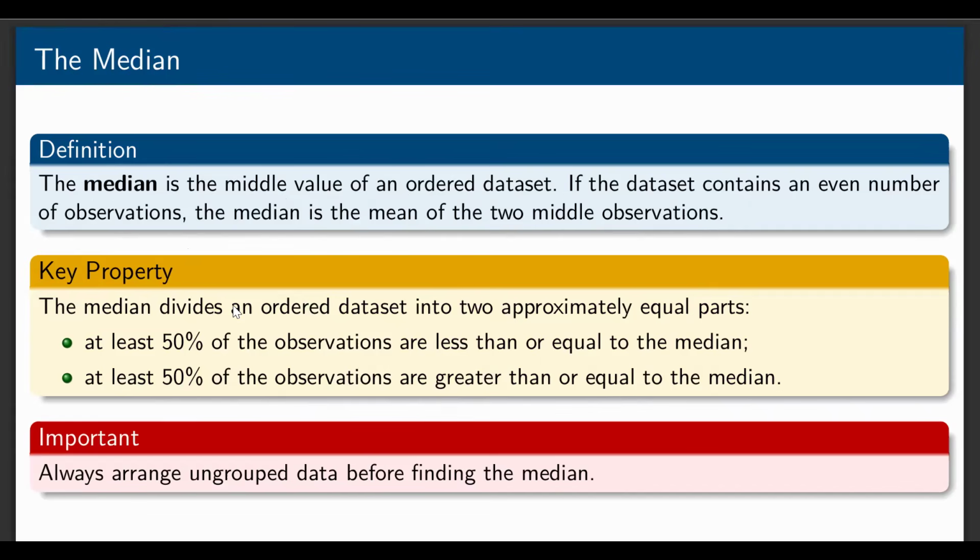Here is a key property. The median divides an ordered data set. Take note of the word ordered. Your data set must be in order. The median divides an ordered data set into two approximately equal parts. So at least 50% of the observations are less than or equal to the median, and at least 50% of the observations are greater than or equal to the median. Always arrange your data in order before you find the median.